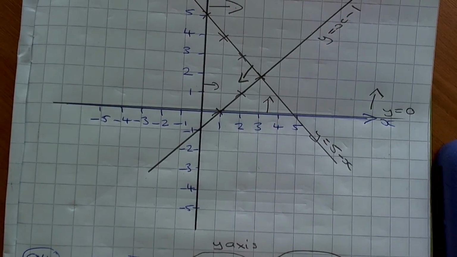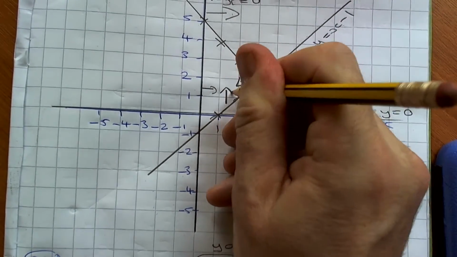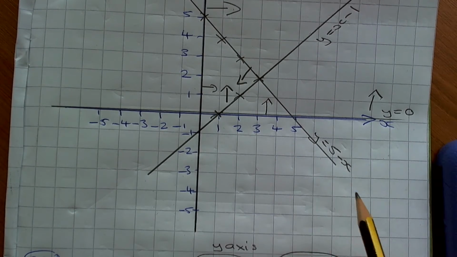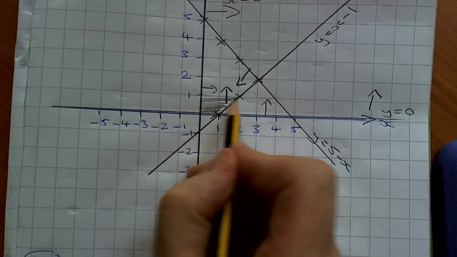Now, this is a greater than or equal to sign, so we need to be above that line. So we want to be in there. So the area that we're interested in total is we've got to be above this axis here. So we're going to shade it there.